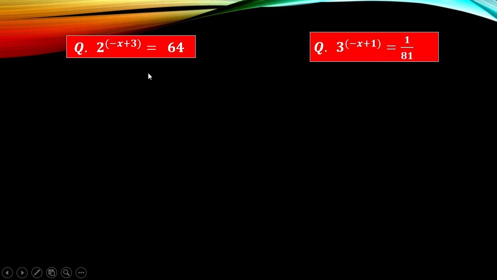Now in a few examples we will do the same. In the LHS the base is 2. We keep the base as it is right now. And the index of the LHS is minus x plus 3.